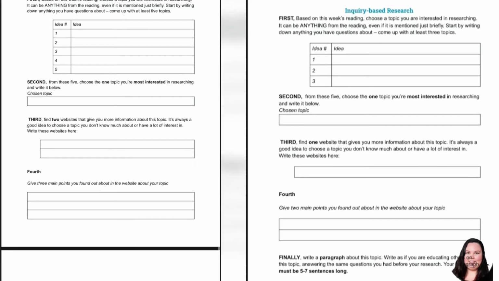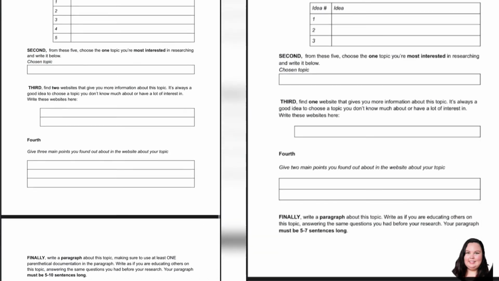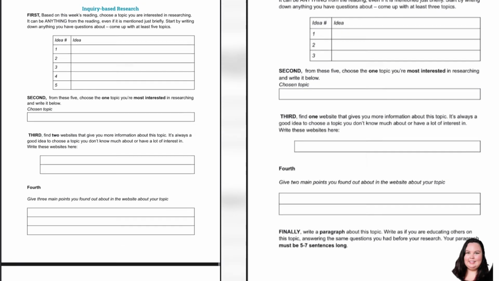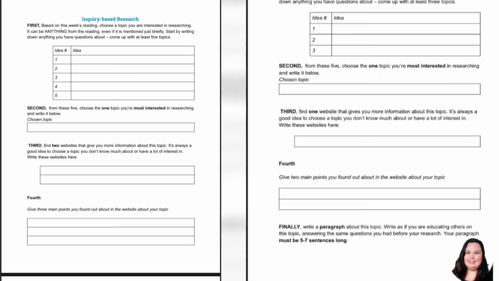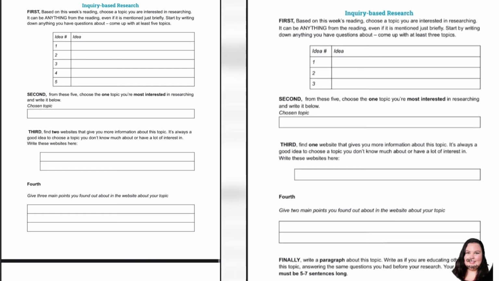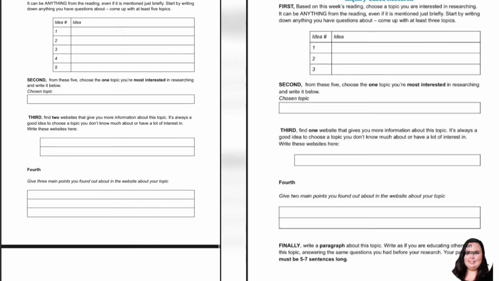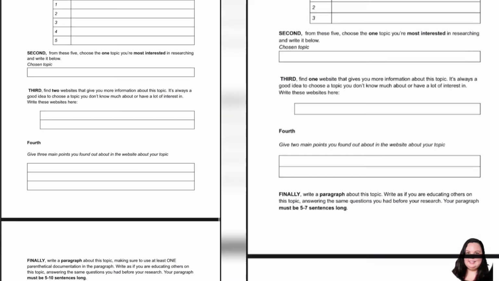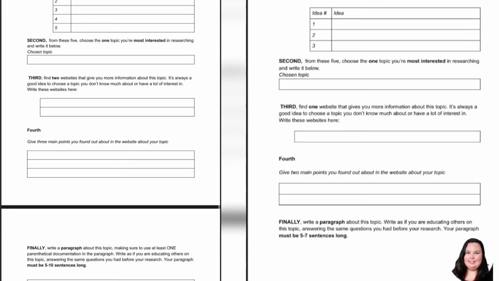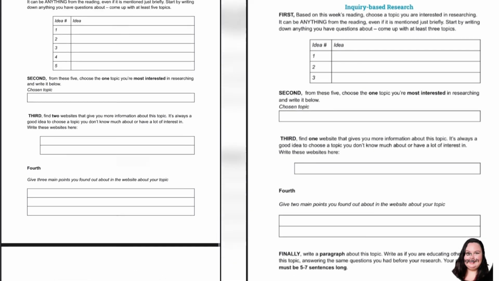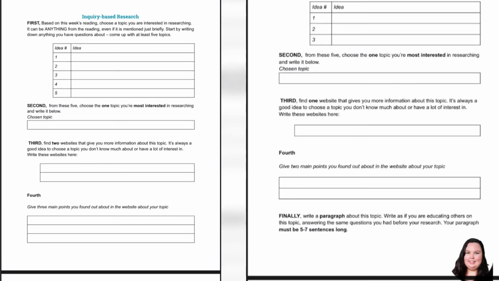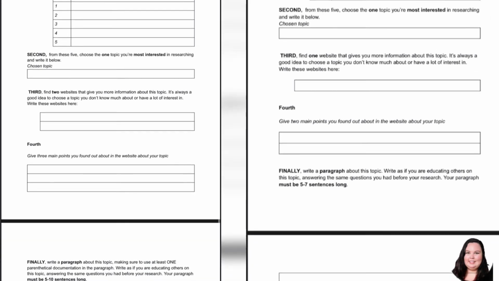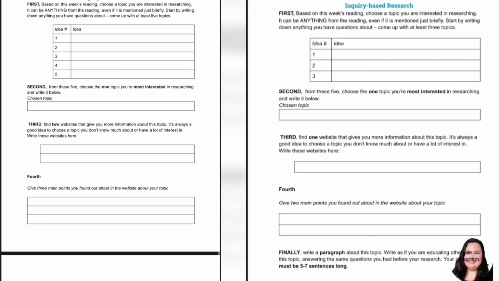So this assignment wasn't anything too crazy or in-depth. They just had to come up with 5 different research ideas based off of the book that they were reading, and then pick a main topic, and then they had to list 2 websites that they found information from, give 3 main points on those websites, and then write a paragraph using at least one parenthetical documentation in their paragraph. And it had to be 5 to 10 sentences in length. So again, for a gen ed student, nothing crazy or complicated or difficult.